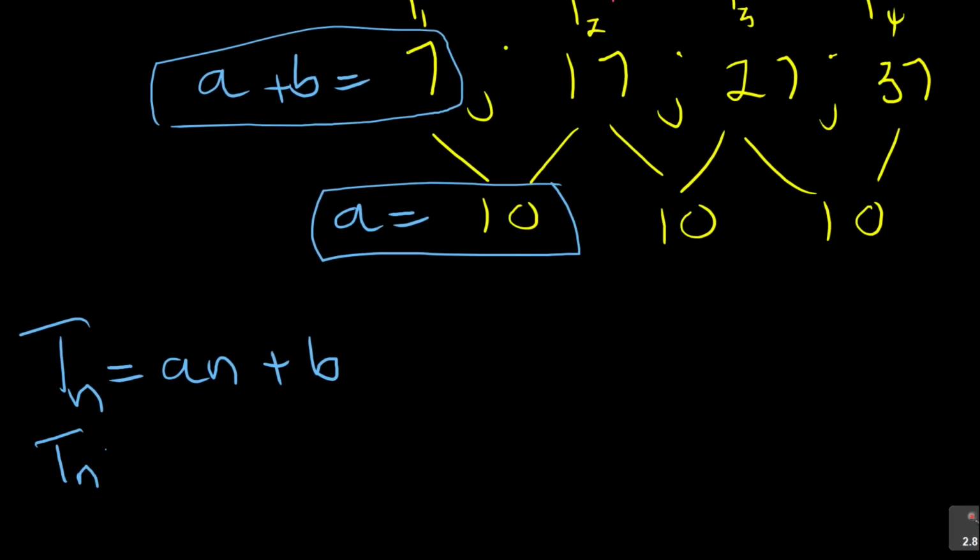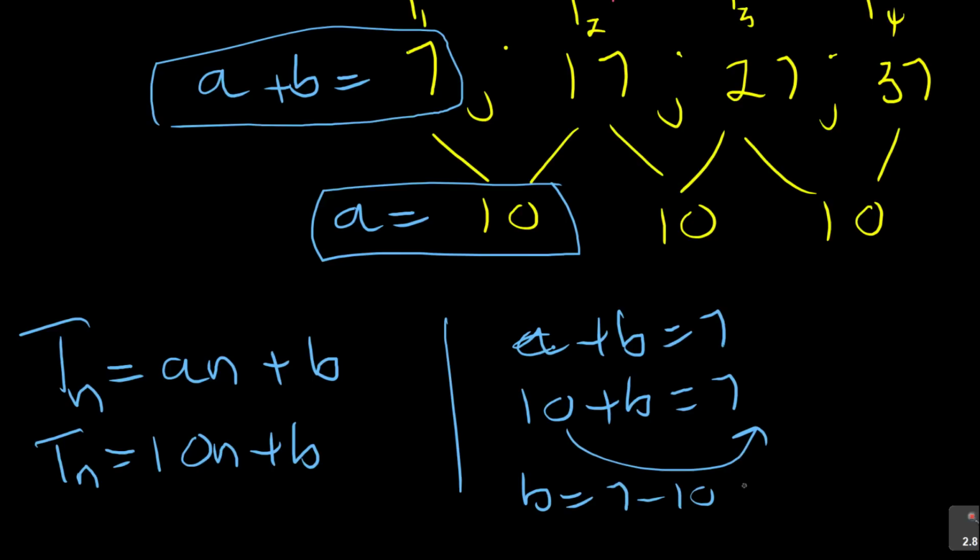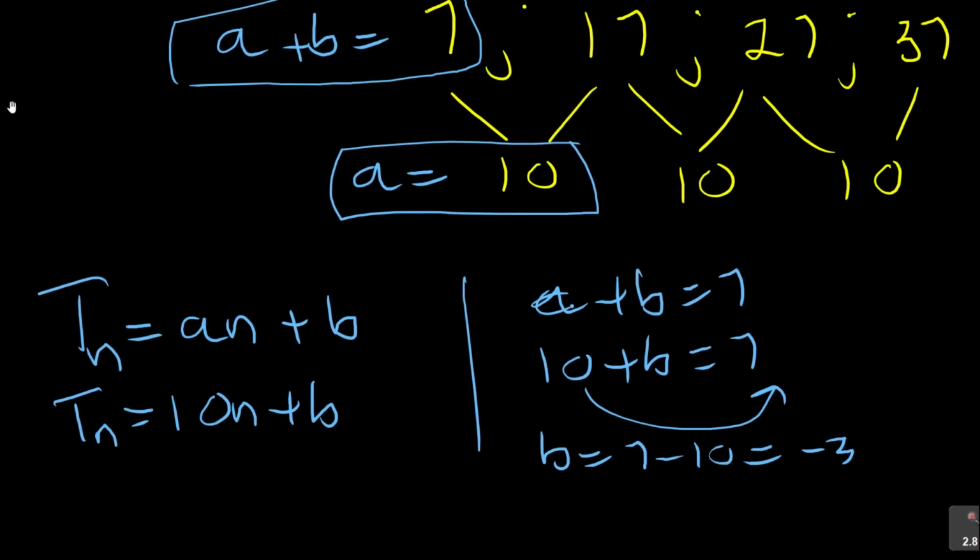Tn is equal to a, which is 10, n plus b. Then you come here and say, but a plus b is equal to 7. And then a is 10. 10 plus b equal to 7. Take 10 to the other side. b is 7 minus 10, which is equal to negative 3. So what is our Tn? Our Tn becomes 10n minus 3. Are you seeing that?